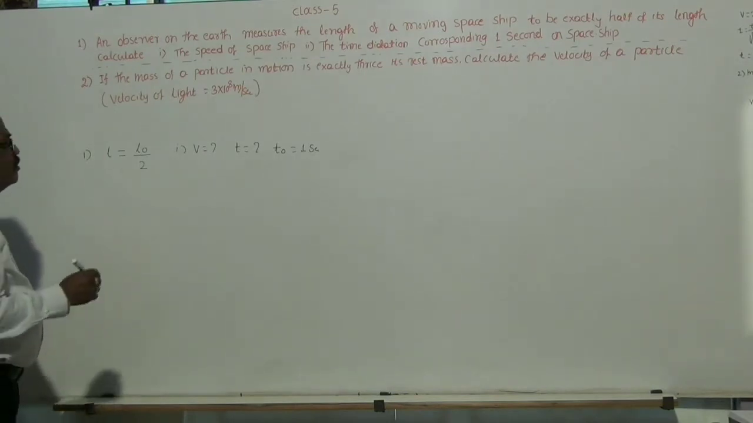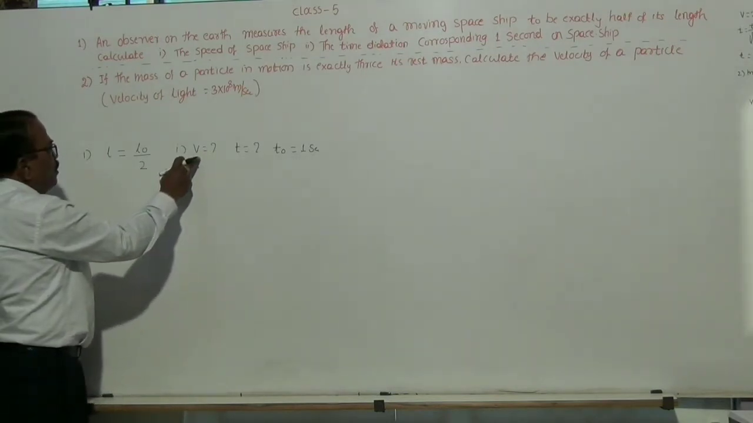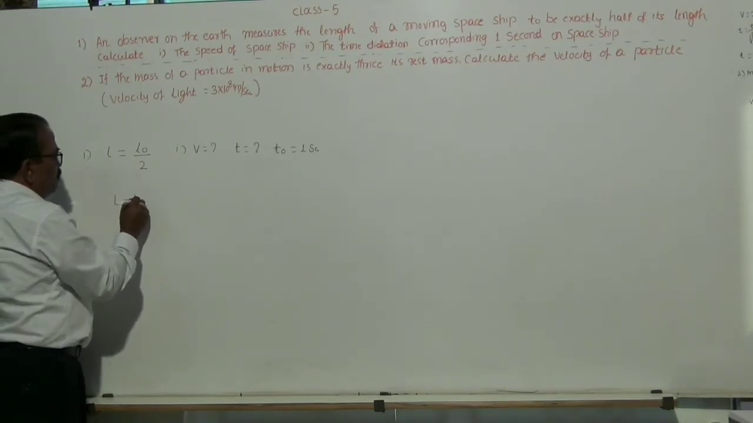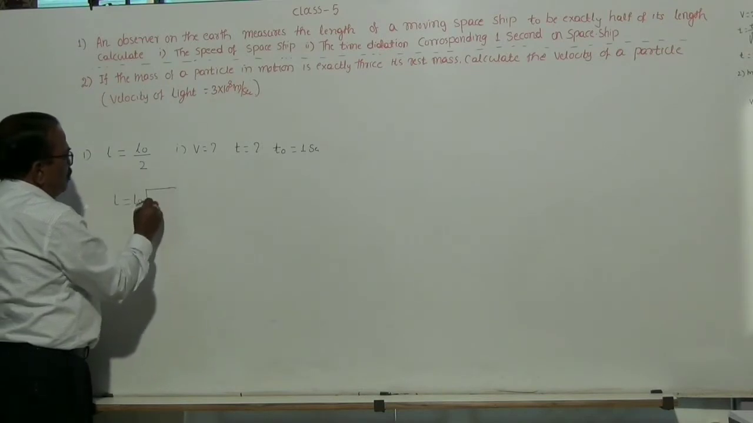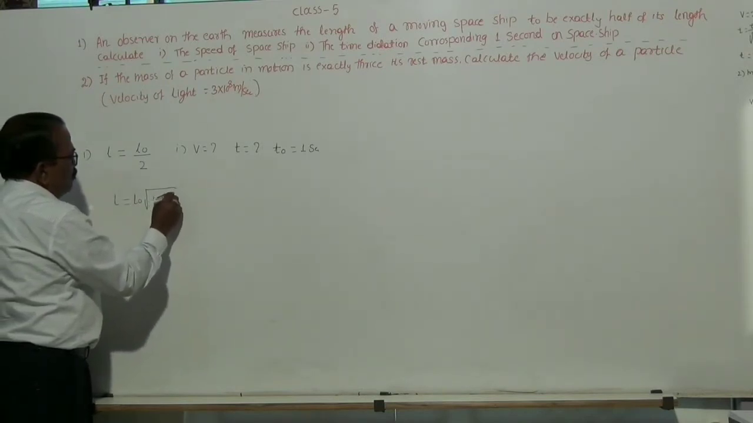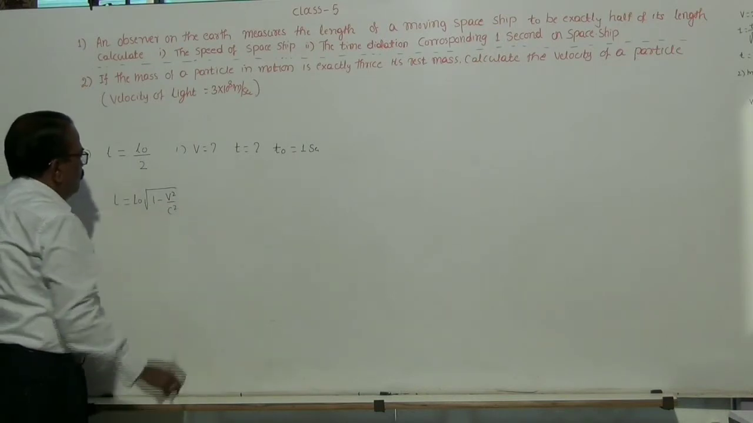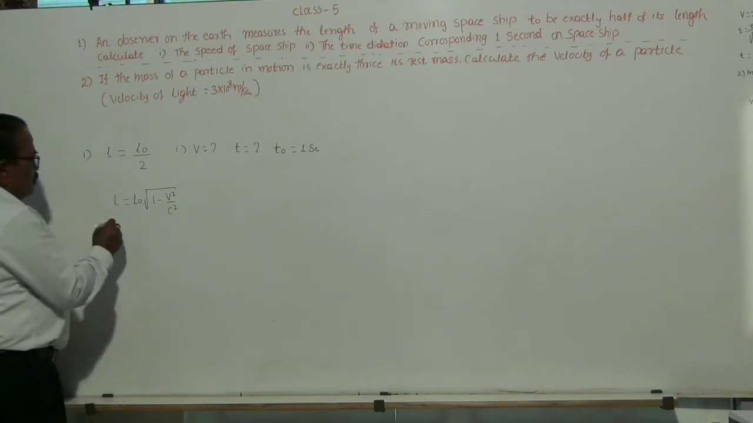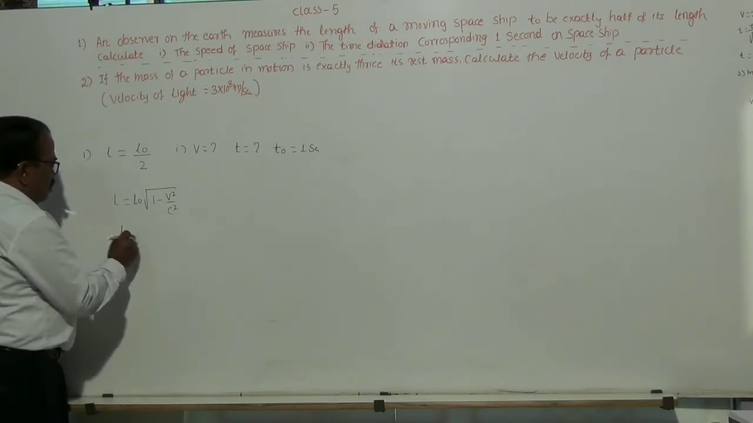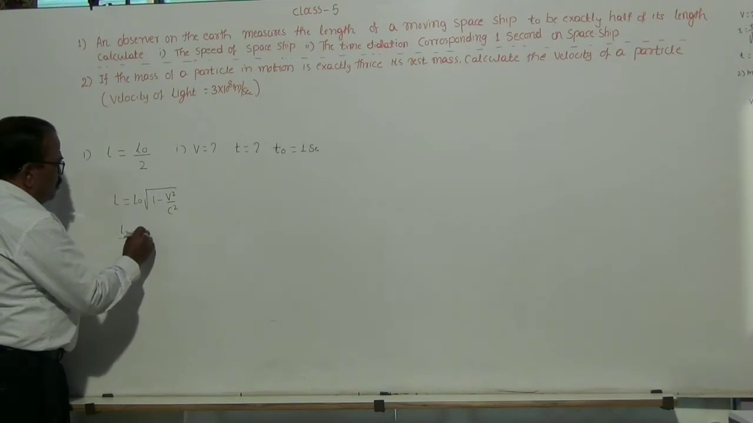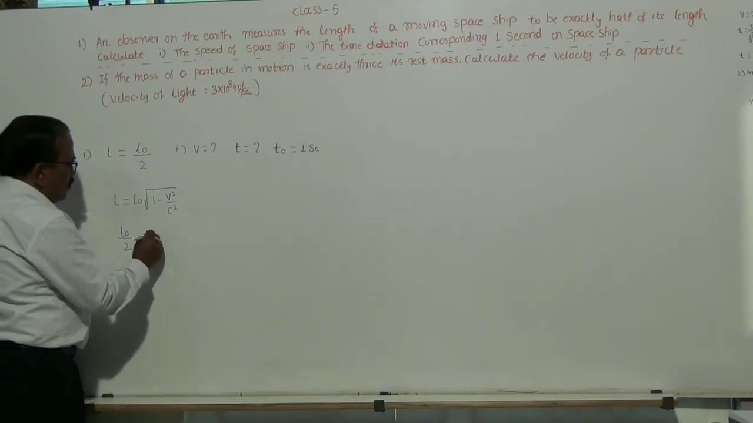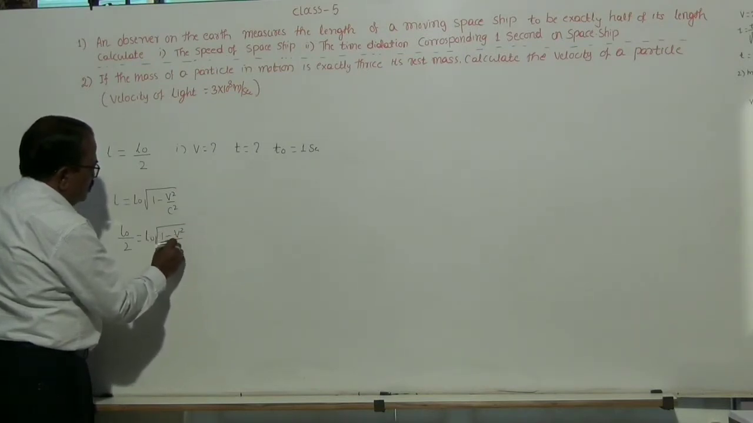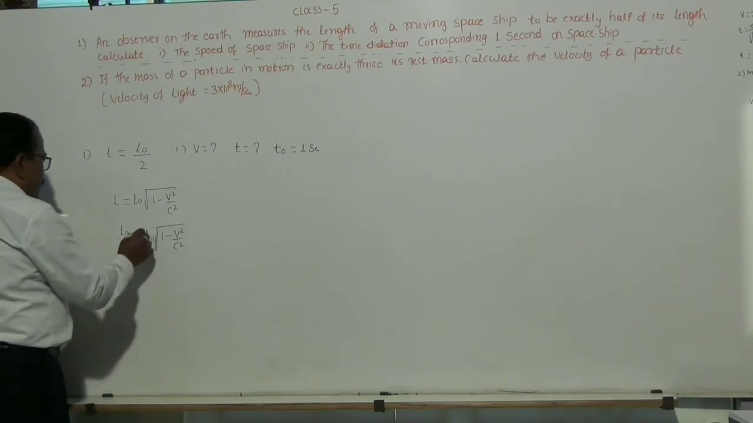So first you have to find out what is V. L is equal to L naught into square root of 1 minus V square by C square. Given that L is L naught upon 2, this is L naught upon 2 is equal to L naught into square root of 1 minus V square by C square. This L naught cancels.